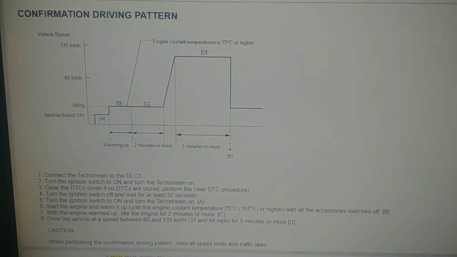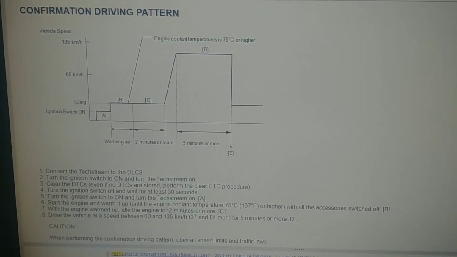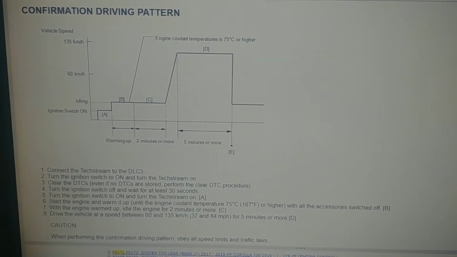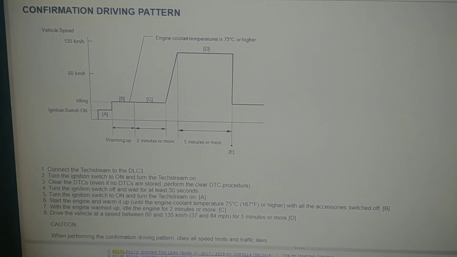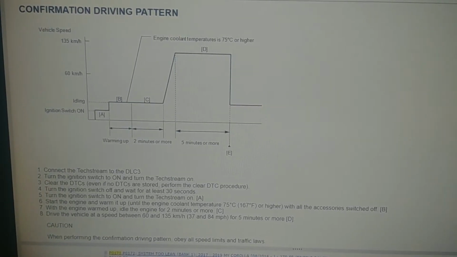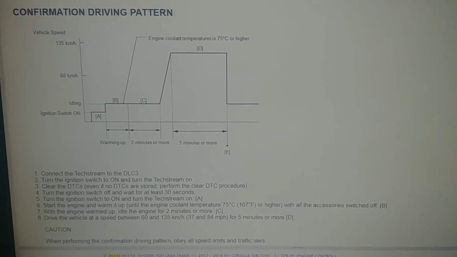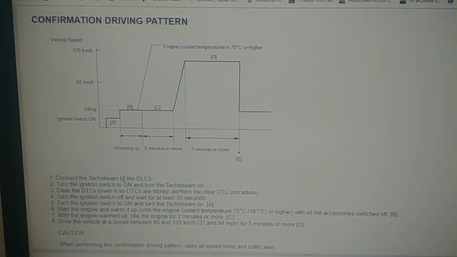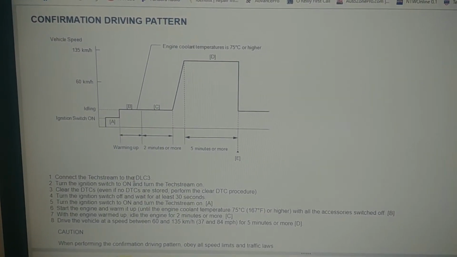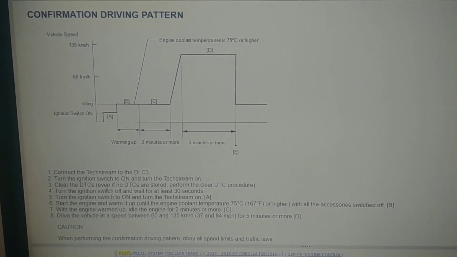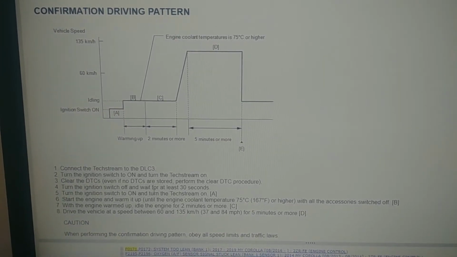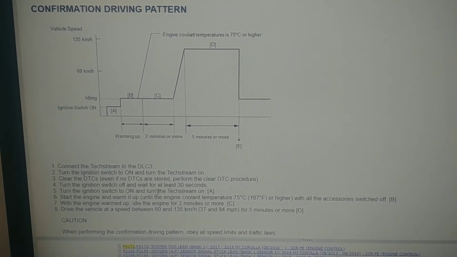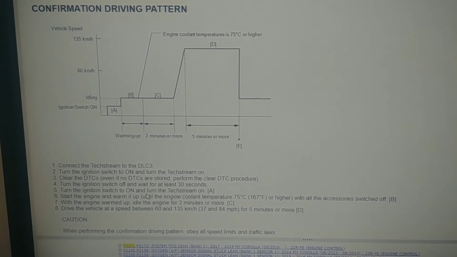On your scan tool, you'll clear your codes, and on Toyota, if you have a bidirectional, you can set it into check mode. If not, it's fine. But what you're going to do is run it through this cycle here. Connect Techstream, which is just Toyota's scan tool. Turn the ignition on. Clear your DTCs. Turn the ignition switch off and wait for 30 seconds. Turn the ignition switch on and connect your scan tool.